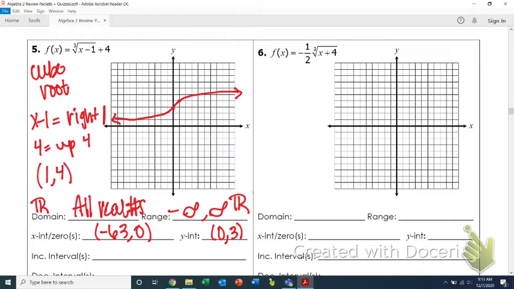So on this graph, is it increasing? Yes. Negative infinity to positive infinity. Is it decreasing? Nope. Not decreasing.